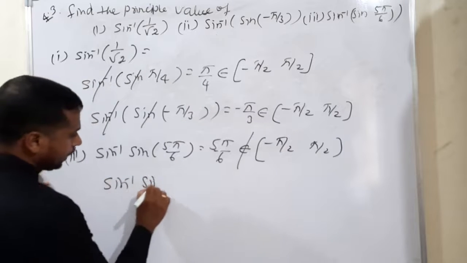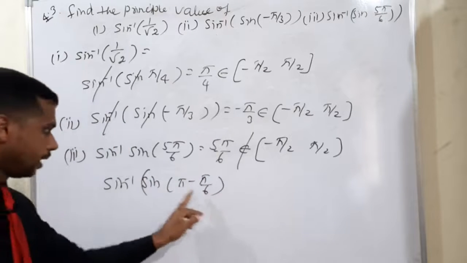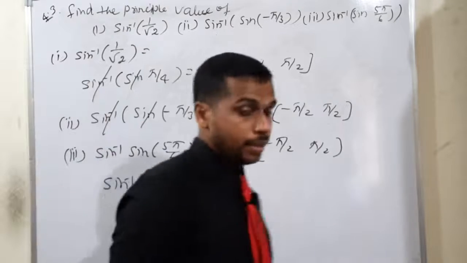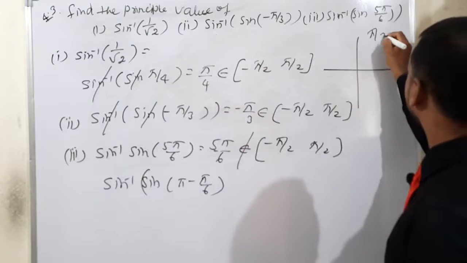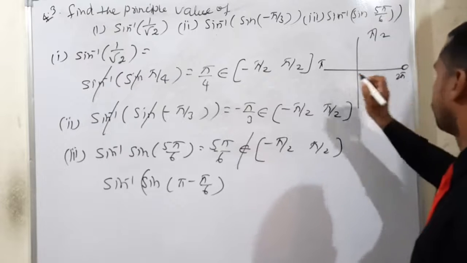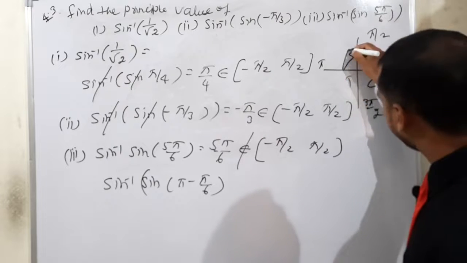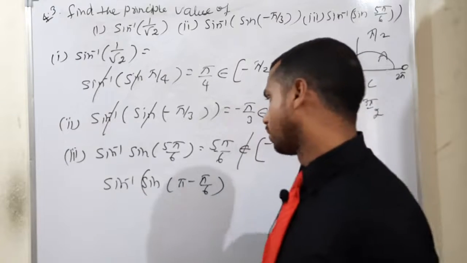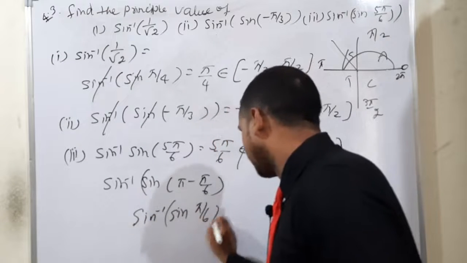Interchange means sine inverse of sine pi minus pi by 6. So, pi minus pi by 6 means 6 pi minus pi, which is 5 pi by 6. So, pi minus pi by 6 according to the unit circle: 0, pi by 2, pi, 3 pi by 2, 2 pi. Pi minus an angle lies between 0 and pi, definitely in the second quadrant. Second quadrant means sine is positive. Here also the sine value is positive, therefore sine inverse sine of pi by 6 will come.